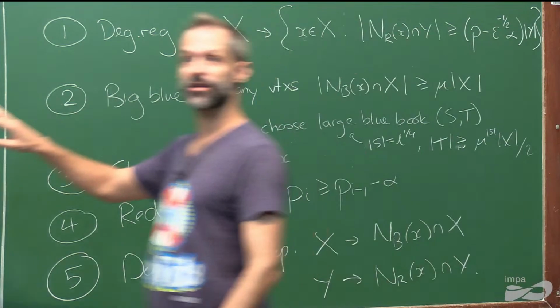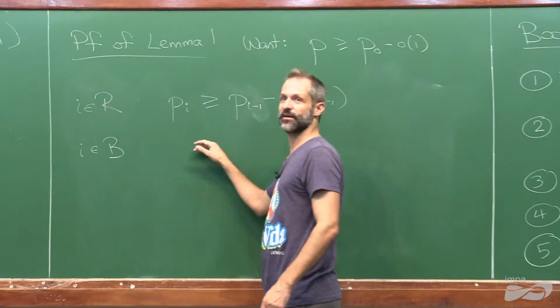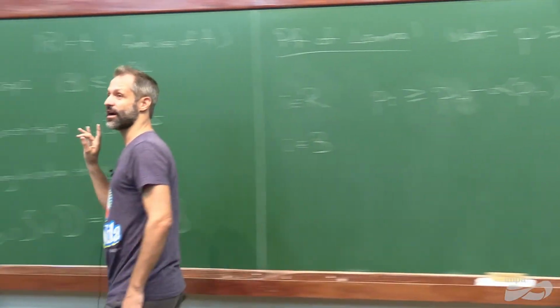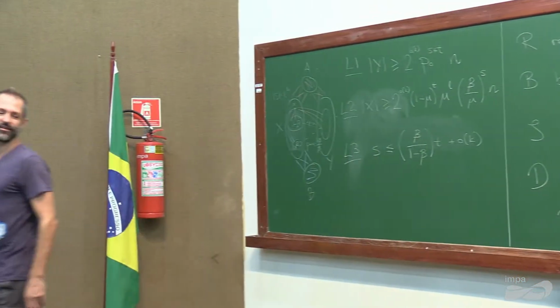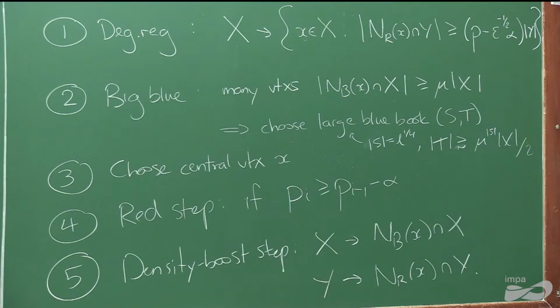Not right now, because this is just the density p. So at the moment, we're not worried about the size of x. We'll worry about the size of x later. So here we just care about the density. How much does the density go down, or can it go down, in a blue step? We need to use the mean degree. Yeah, exactly. So pi is at least.